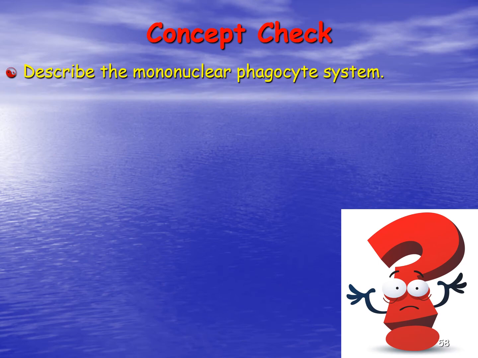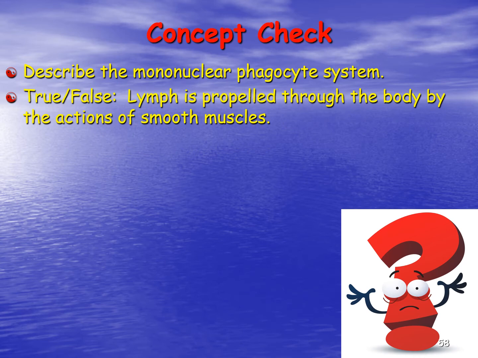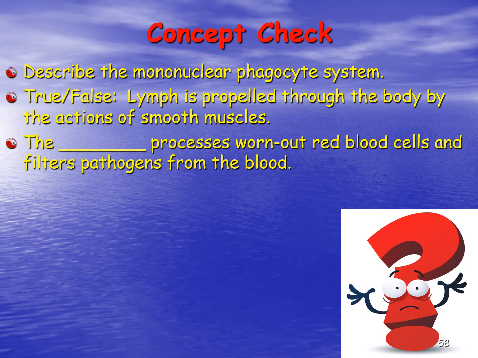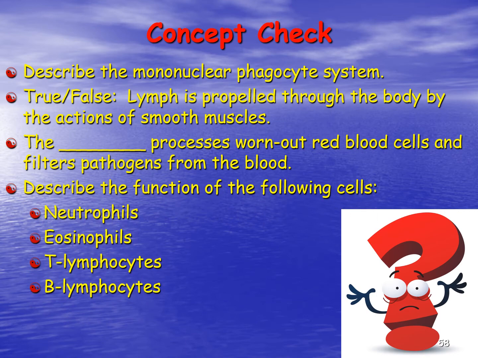So, describe the mononuclear phagocytic system. True or false? Lymph is propelled through the body by the actions of smooth muscle. What processes worn out red blood cells and filters pathogens from the blood? And describe the function of the following white blood cells.